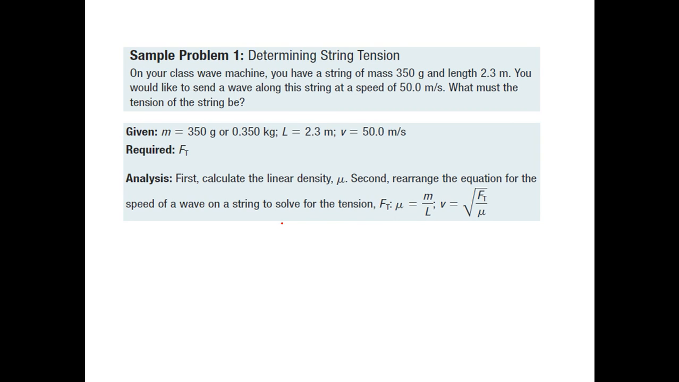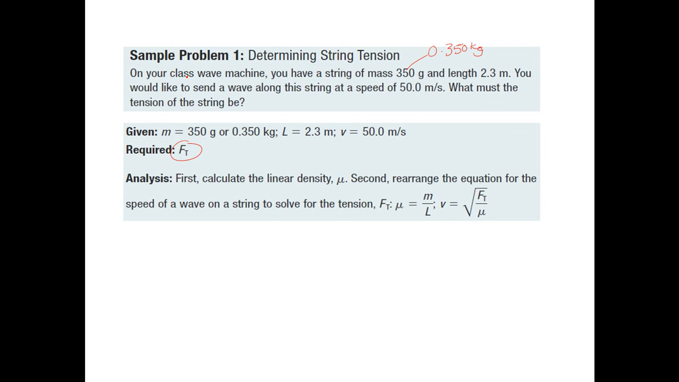So take a look here. We have a sample problem. This is directly from your textbook. It says, on your class wave machine, you have a string. It has a mass of 350 grams, which you should convert to kilograms. It has a length of 2.3 meters, and you would like to send a wave along this string at 50 meters per second. What must the tension be? So we're isolating for Ft in newtons. We have our two equations, and we have enough given information to find Ft.